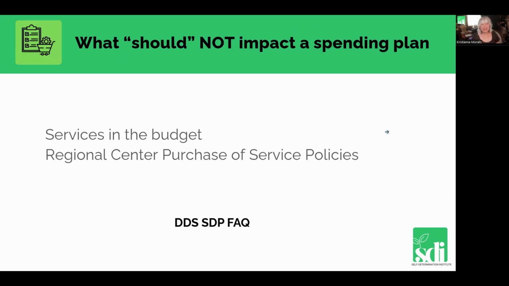So here are the things that they should not be doing, should not be impacting your spending plan. And I'm putting should in quotes because I do know there are regional centers that are doing these things. So don't get too caught up in shoulds when you are trying to get your loved one into self-determination program. Do what it takes to get them in. And if they say we want to see respite and you are going to use respite anyway, put it on there. I'm kind of a path of least resistance person.